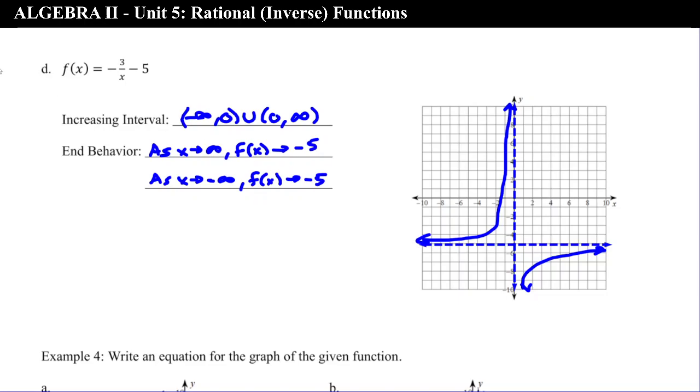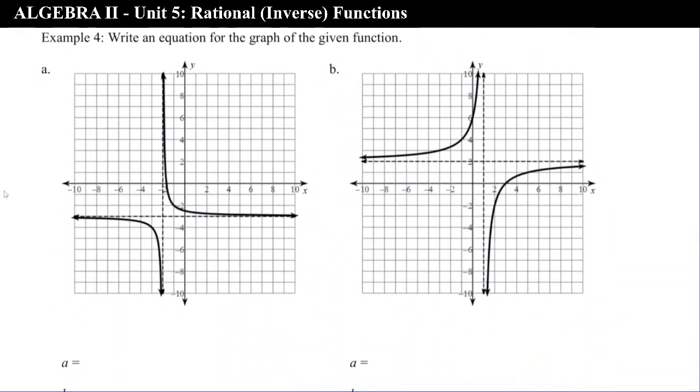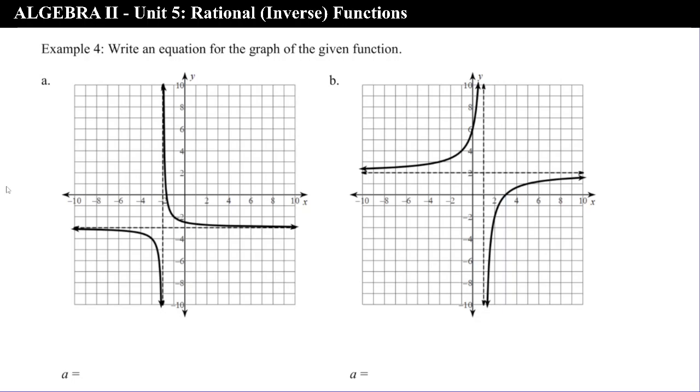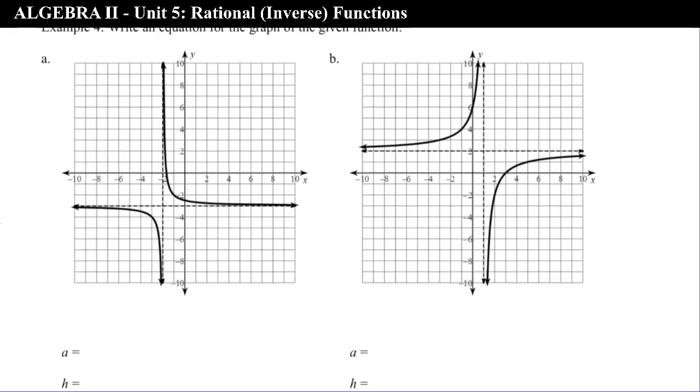Okay, so we've talked a little bit about sketching a rough graph here. Let's now talk about what happens when you're given the graph. Can we write the equation for it? So let's talk about what we need to know. We need to know what our h, k, and a are.